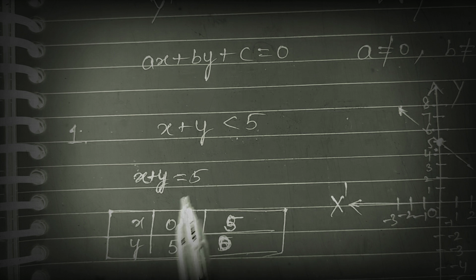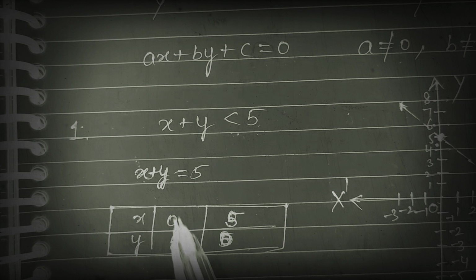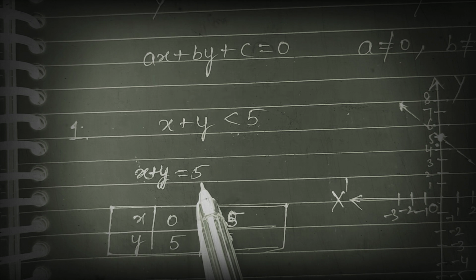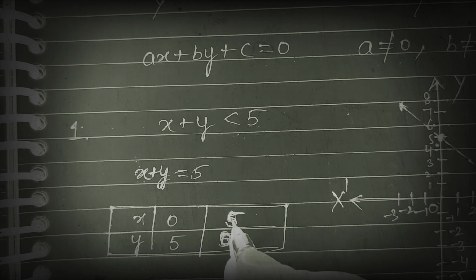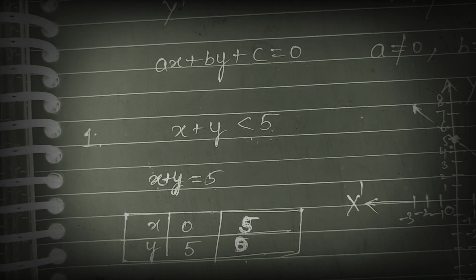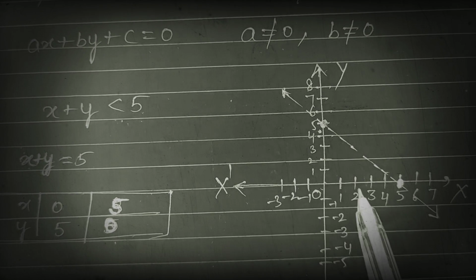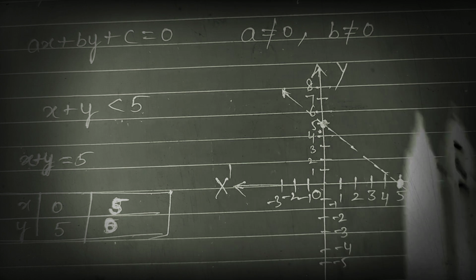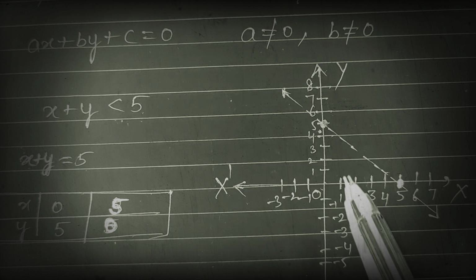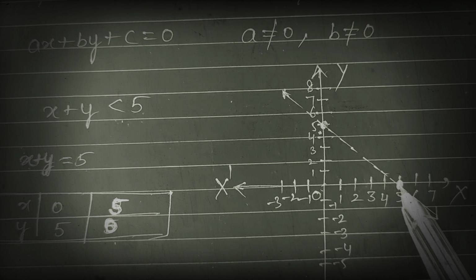So x plus y is equal to 5, make a table. Suppose we put x is equal to 0, y will be 5, and if y is 0, x will be 5. So x 0, y 5, y 0, x 5. So we will draw it by graph. Here is the x-axis, this is the y-axis. Take points on this 1, 2, 3, 4, 5, 6, 7. Here also 1, 2, 3, 4, 5, 6, 7, 8. And if x is 0, y is 5. If y is 0, x is 5.